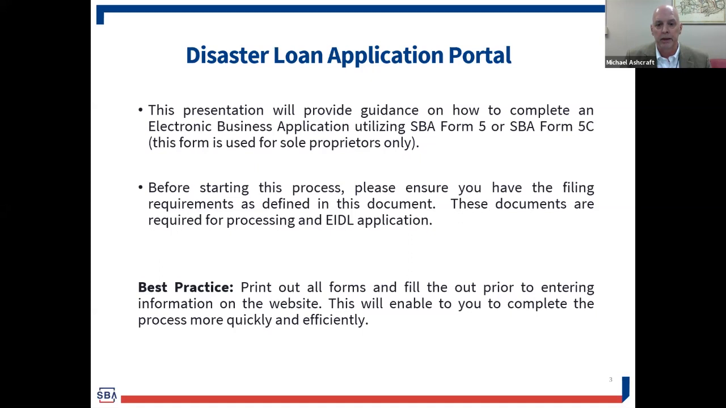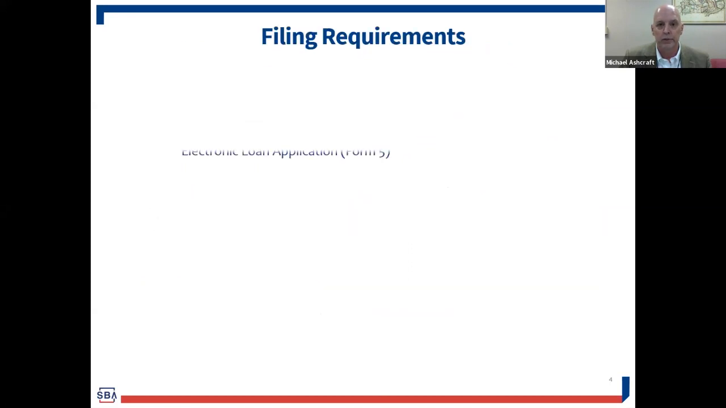Best practice that we recommend at the bottom of the screen: print out all of these forms first and fill them out first. The time you spend doing that will enable you, when you go onto the web portal to apply for the loan, to enter the information much more quickly and move through the whole process a lot better. I've talked to a number of folks about that, and the ones who did it the way we suggest, which is print it out, fill it out, and then go onto the site and enter all of that data into the screen, found it much, much better.